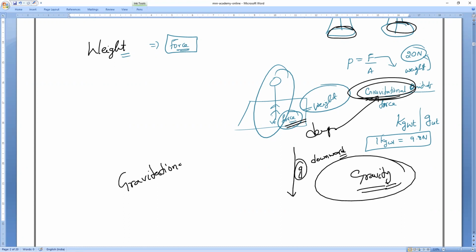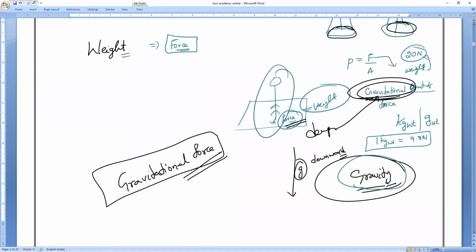Gravitational force. For any planet or any kind of object, we use the term gravitational force. But for Earth alone, as we are living on Earth, we can also call it gravitational force, or else we can call it gravity. So chapter 1 we studied, or not? Everybody clear? Yes, sir.